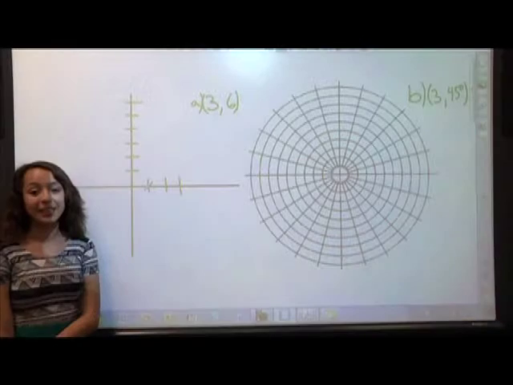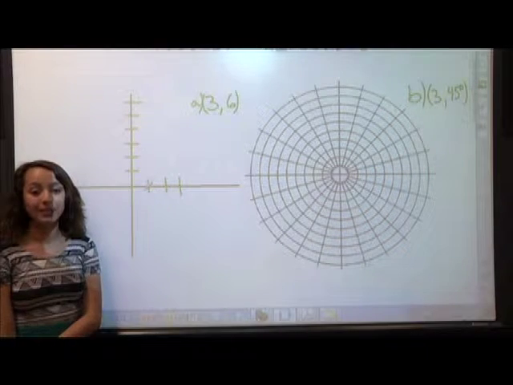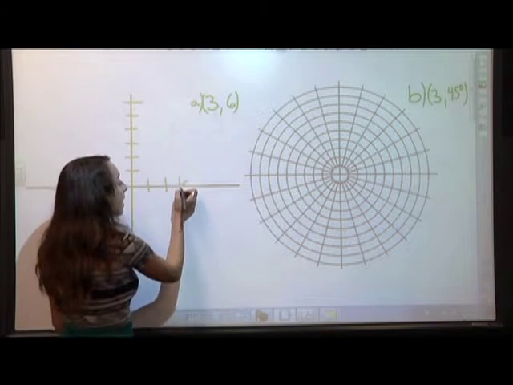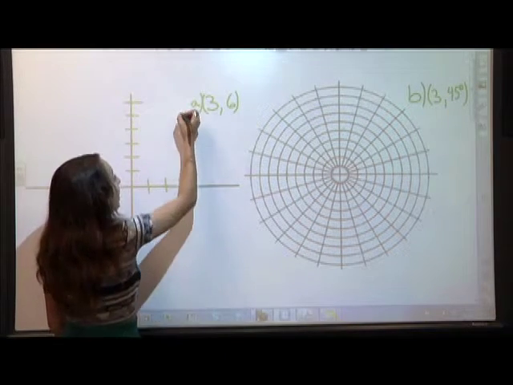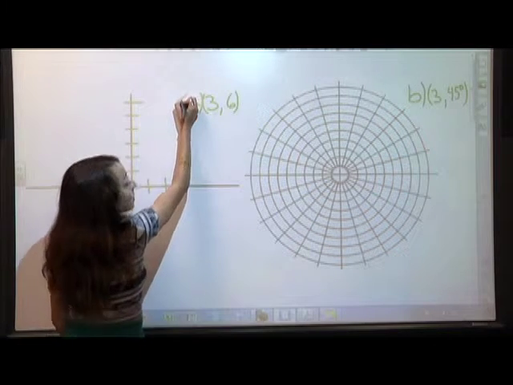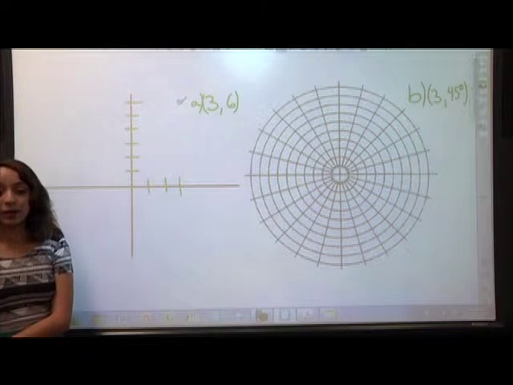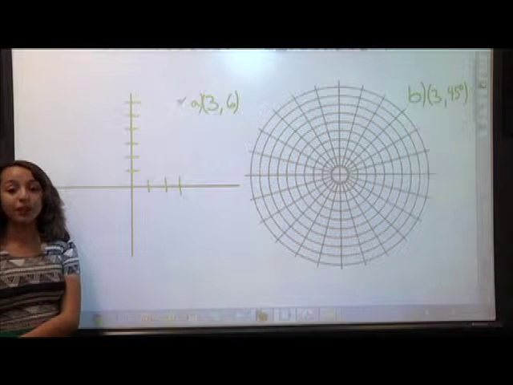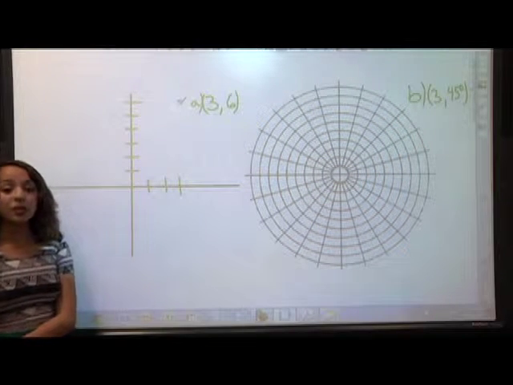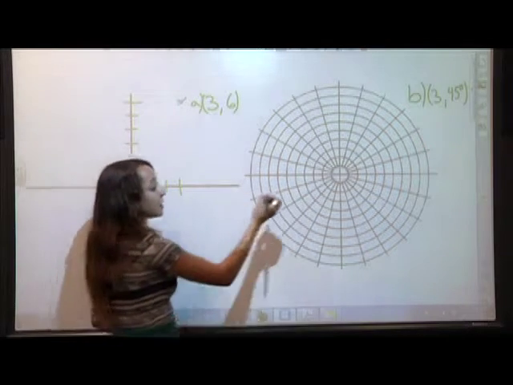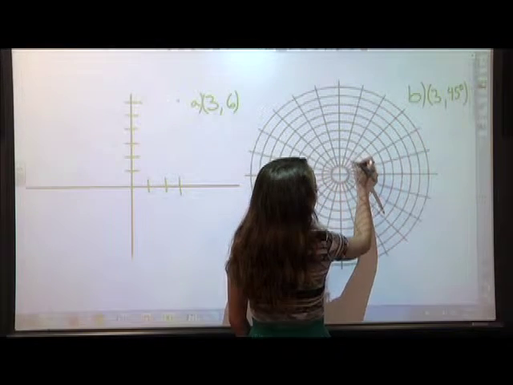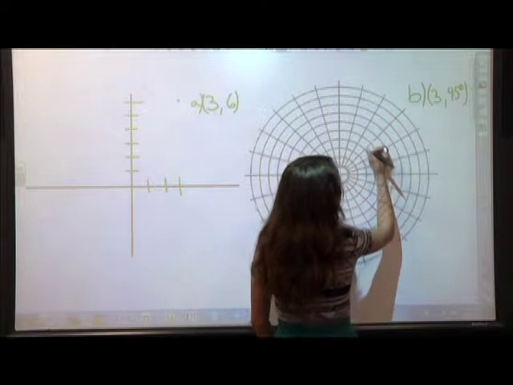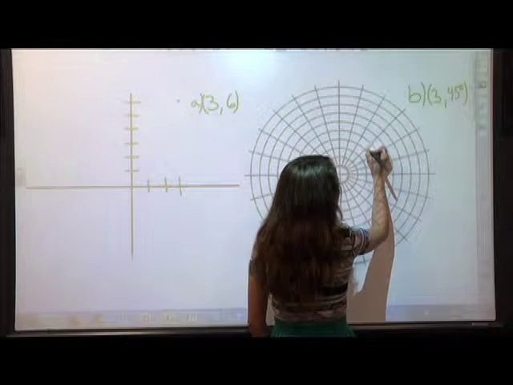For example, on a rectangular graph, you would plot the point (3, 6) by first counting 3 units on the horizontal axis, and then 6 units up on the y-axis. But on a polar coordinate grid, plotting a point would be very different. An example of this is the point (3, 45 degrees), which can be plotted by first counting out 3 circles from the center, and then 45 degrees upwards from the far right of the circle.